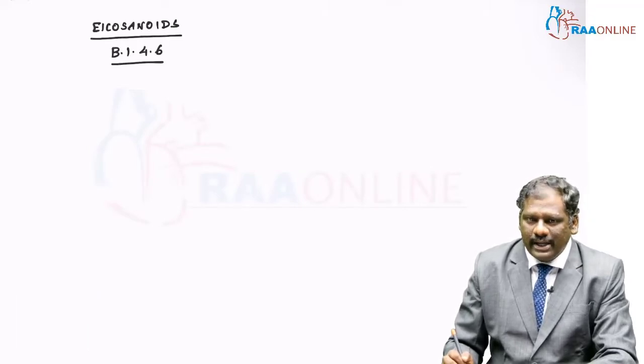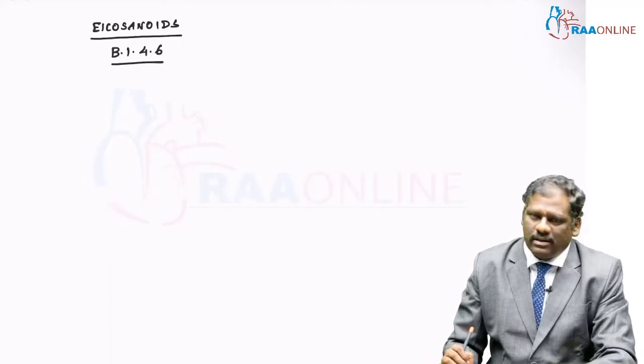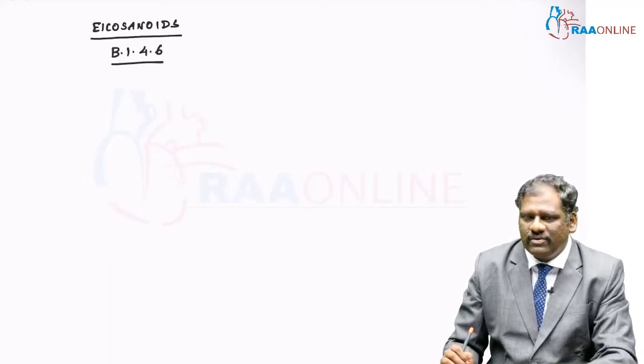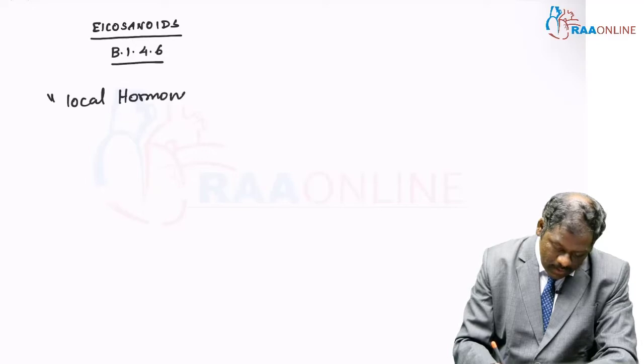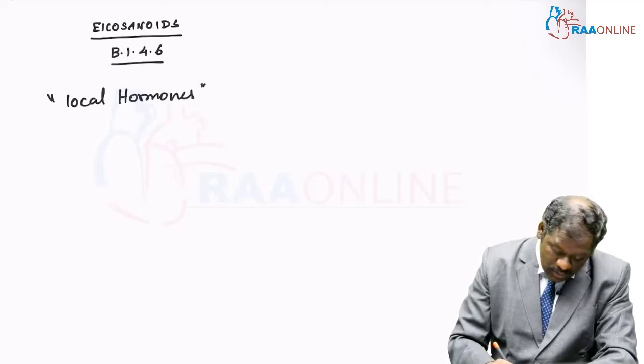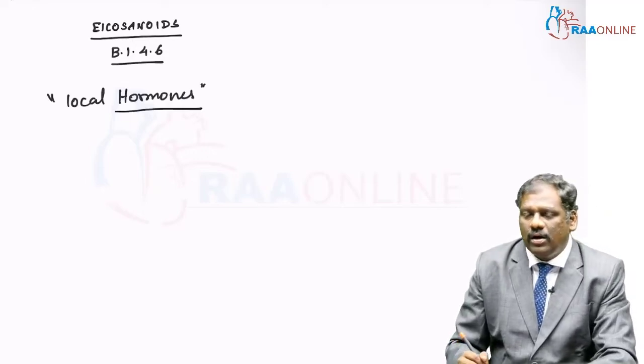In today's session we will be seeing about eicosanoids. So, eicosanoids, what are they and how are they different from hormones? These actually act as local regulators. In some books they refer to them as local hormones, but this should not be considered a hormone.